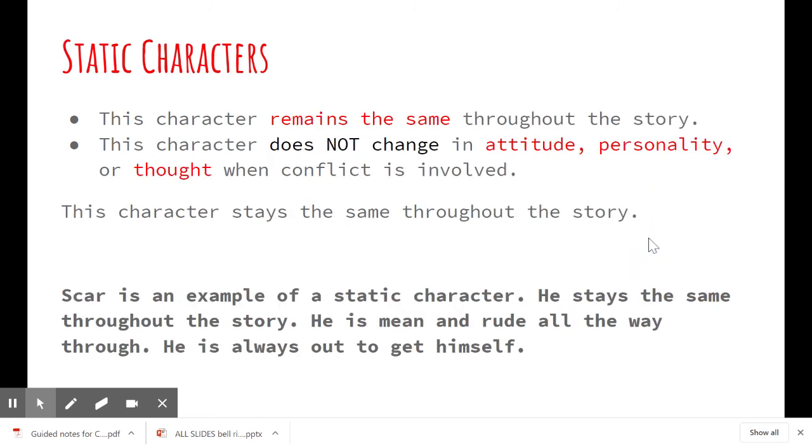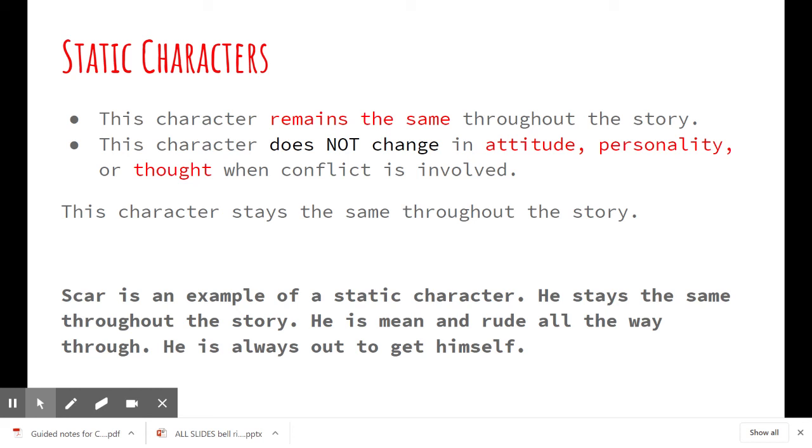Okay, then we have static characters. So static, you could think of stay. They stay the same. They do not change. Okay, they don't change in attitude, personality, or thought. So you have all these conflicts in the story, but it doesn't really affect them as a character. They don't have some big character change that comes about because of these conflicts.